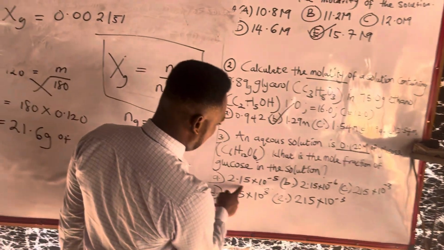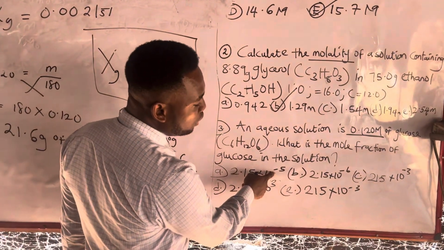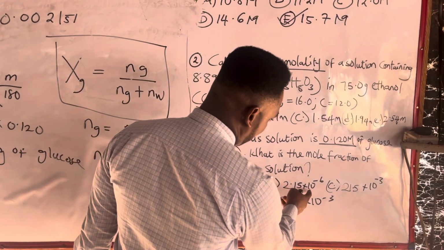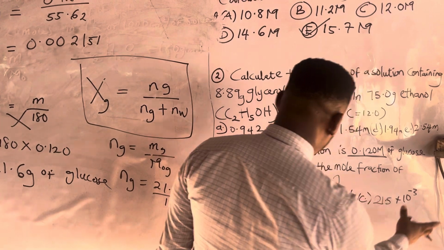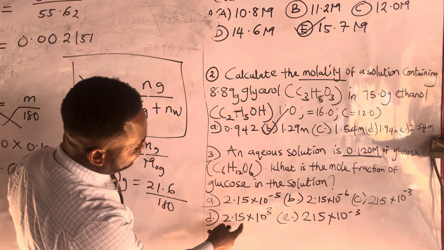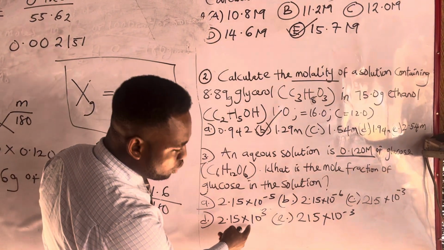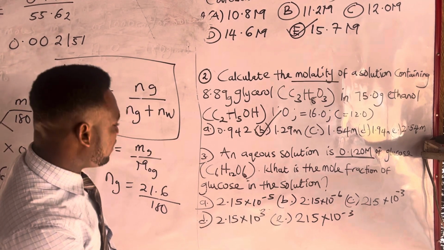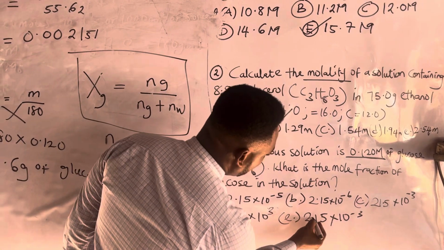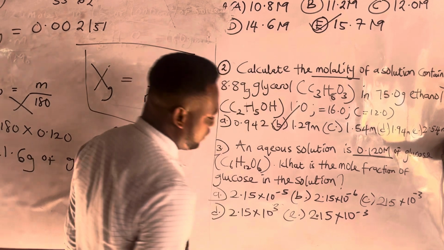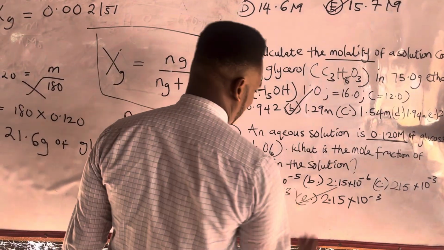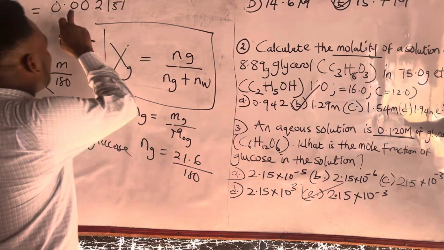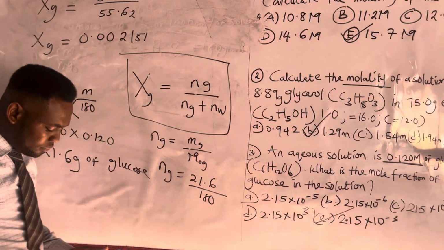So let's check. Option A, 2.15 times 10 raised to the power minus 5. No. 2.15 times 10 raised to the power minus 6. No. 21.5. No, that one is not. 2.15 times 10 raised to the power 3. That is not our answer. So our answer is supposed to be 2.15 times 10 raised to the power what? Minus 3. That's option E, which is the same thing as this value here.